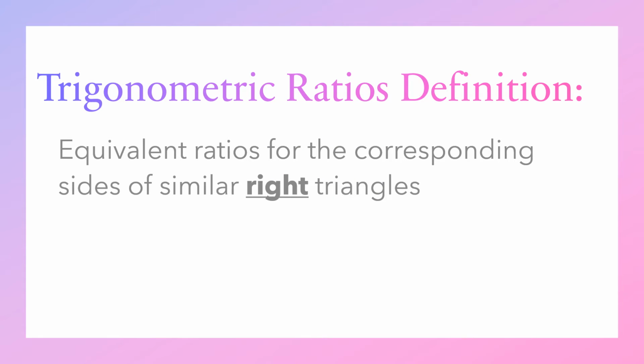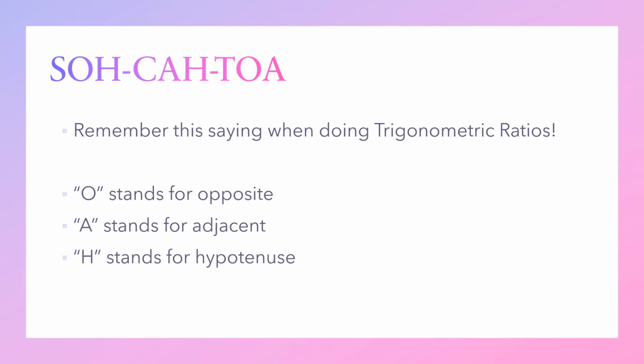So this will be on your definition. Trigonometric ratios definition. This is what you want to write in your notes. The equivalent ratios for the corresponding sides of similar right triangles are trigonometric ratios. Notice how I underlined and bolded the word right. These trigonometric ratios only work for right triangles. Again, if I'm going too fast, just pause it and get your stuff written down.